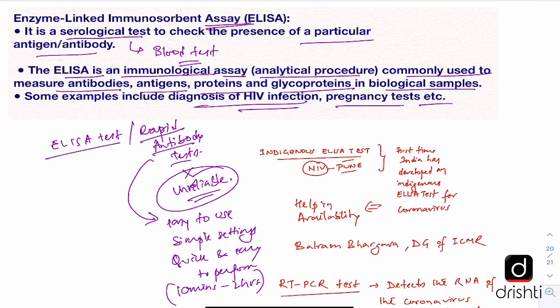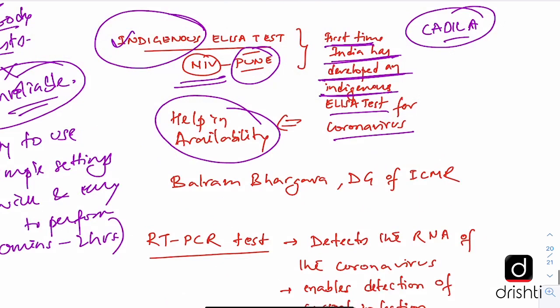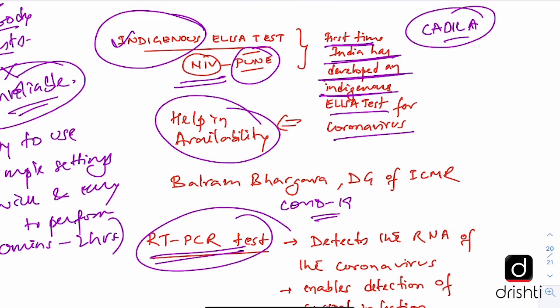But on the other hand, the ELISA tests are highly sensitive and specific tests, but they require some sophisticated equipment, and they are not suitable for small labs but for testing a large number of samples. So if you have to test a large number of samples, then ELISA tests are more handy. And here we should also know about the RT-PCR tests, which are the most famous tests as far as COVID-19 is concerned, and the most reliable also.